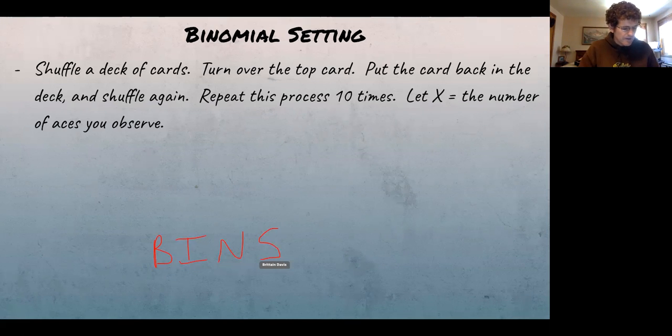I'm going to shuffle a deck of cards, turn over the top card, put the card back in the deck, and shuffle again. I'm going to repeat this process 10 times. And X is going to represent the number of aces that I observe. Is it appropriate to use the binomial setting? So instead of just trying to say yes or no, let's go through it step by step. Is this binary? Each event, is it binary?